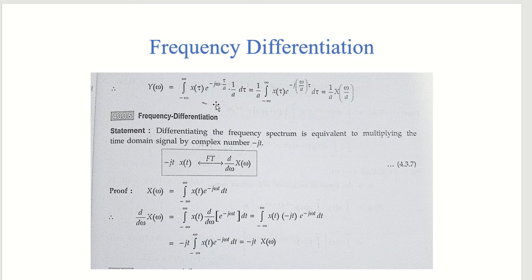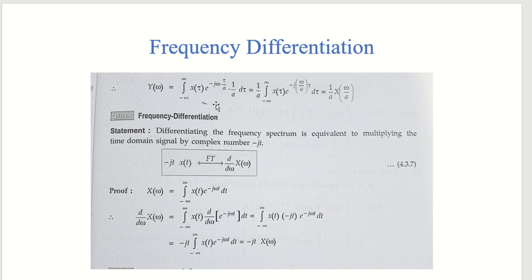Now let's come to the frequency differentiation property. The frequency differentiation property states that differentiating the frequency spectrum is equivalent to multiplying the time domain signal by the complex number minus jt. So how does it happen? First let's see how it can be represented mathematically. It can be represented as minus jt into x of t, this is your base signal. When you take the Fourier transform of that, you will get d by d omega of X of omega.